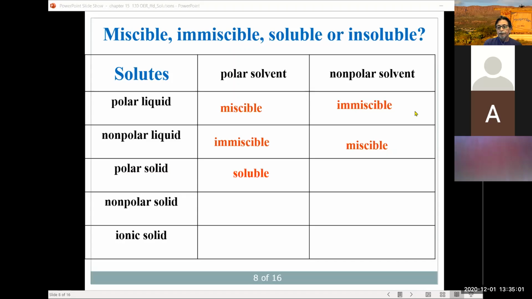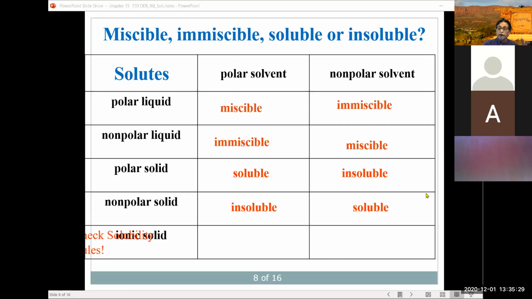Polar solid in polar solvent, soluble, because we're dealing with a solid and a solvent. Insoluble, because again, we got a polar solid and a nonpolar solvent. Insoluble for a nonpolar solid and a polar solvent, soluble for a nonpolar solid and a nonpolar solvent.